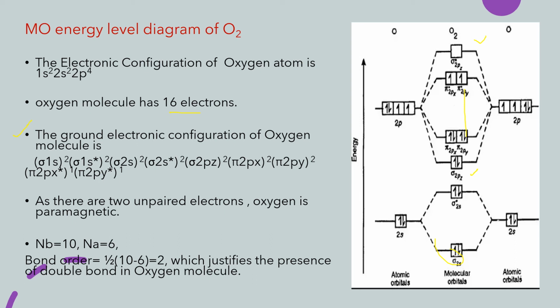If you calculate the bond order, the number of bonding electrons is 10 and the number of antibonding electrons is 6. Therefore, bond order is half into 10 minus 6, that is 2, which justifies the presence of a double bond in the oxygen molecule, O double bond O. And since there are two unpaired electrons in the antibonding px and py orbitals, oxygen is said to be paramagnetic in nature. Molecular orbital theory has overcome the limitation of valence bond theory here.